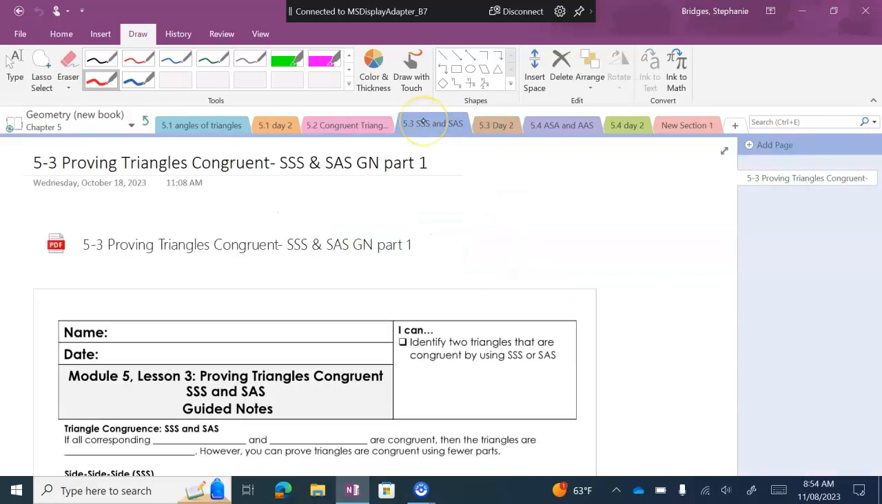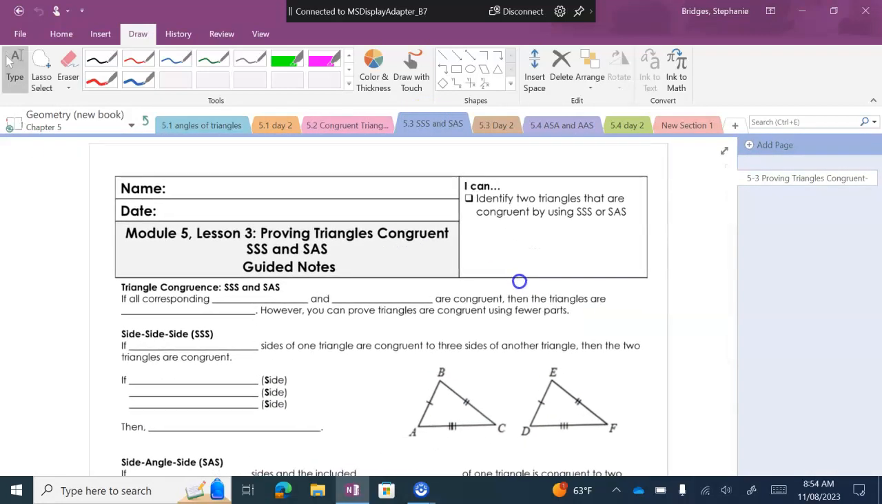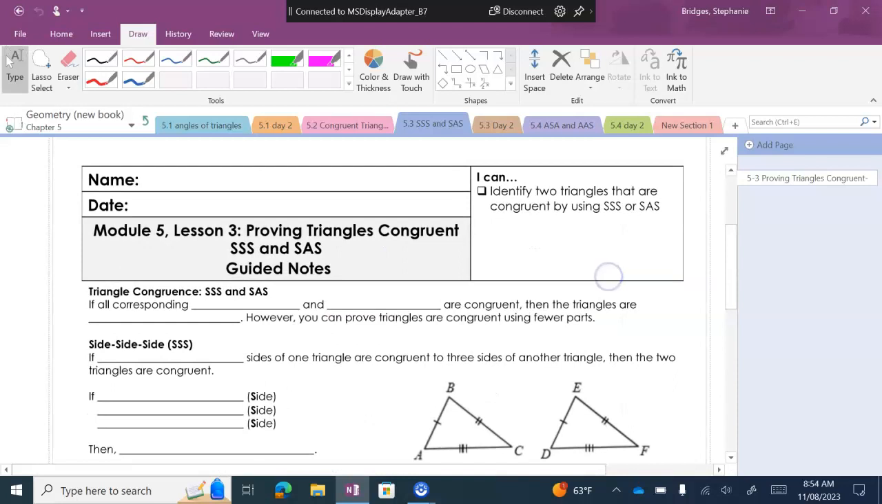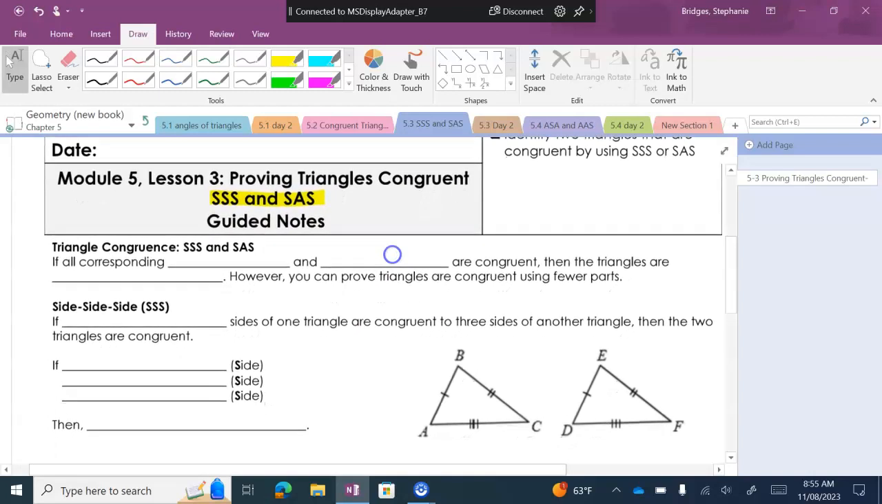All right, everybody ready? So we are going to talk about two different ways to prove triangles congruent. They are called SAS and SSS. Okay, these abbreviations. SSS and SAS. We will talk about a couple of more next week. These two are usually the easier ones to start with. So we're going to start with this first one, triangle congruence.